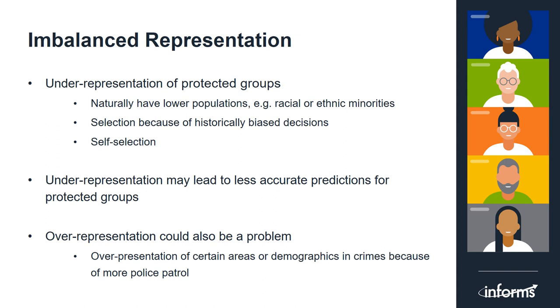Sometimes, overrepresentation of protected groups could also be a problem. For example, police may patrol some areas more often than others, and as a result, catch more crimes in the former areas. In historical crime data, these areas are overrepresented. It's not hard to imagine that if we build a machine learning algorithm to predict the crime rate, these areas will have significantly higher crime risk, even if the actual crime rate is equal to or even lower than other areas.